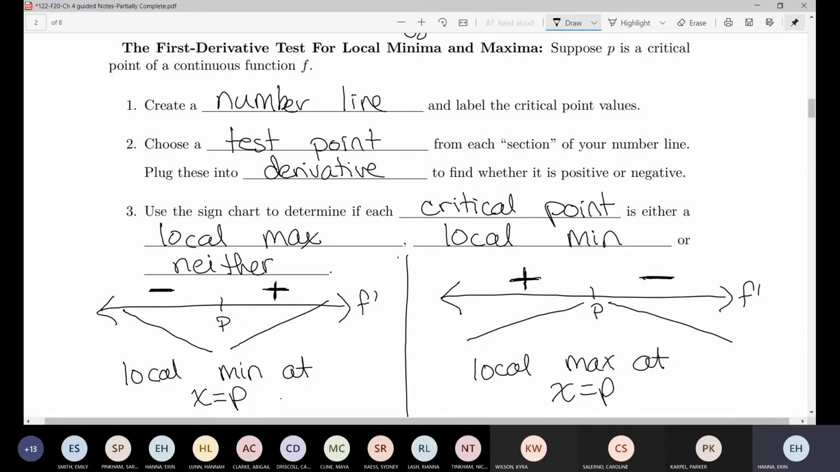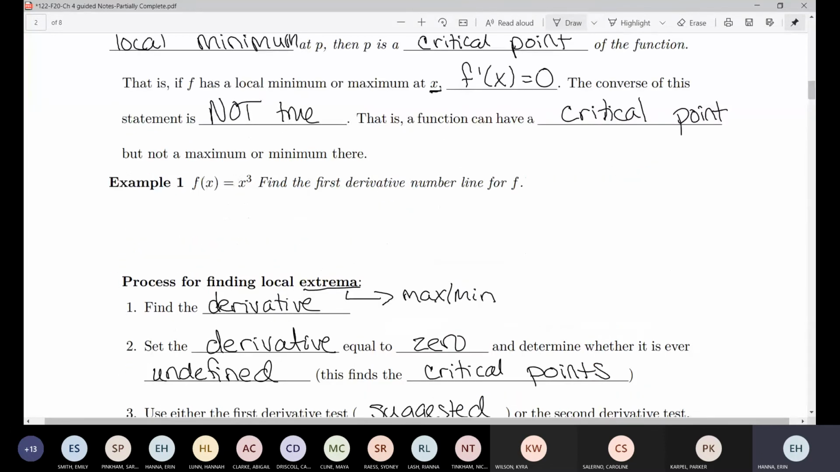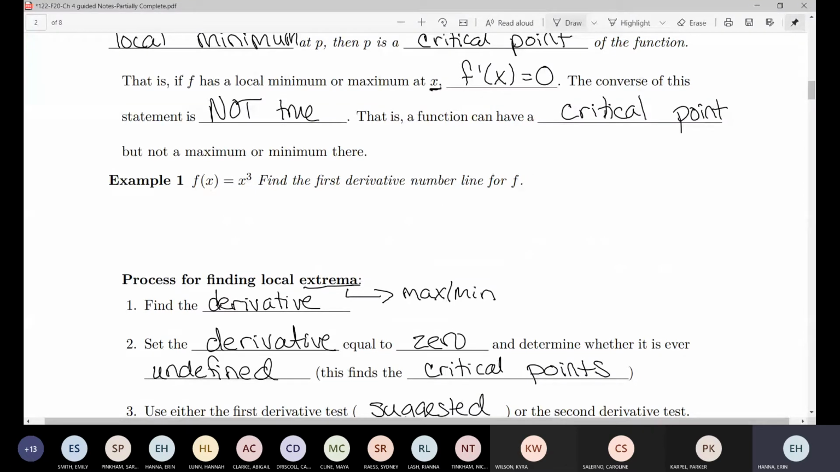All right, so let's go back up and hit that example that I missed. This one's kind of an intro baby example, and then we'll do one full example, and that'll probably be as much as we can get to. So say I want to find the first derivative number line for x cubed. We're going to find the critical points, put them on a number line, and figure out if the derivative is positive or negative. So first thing I need is the derivative.